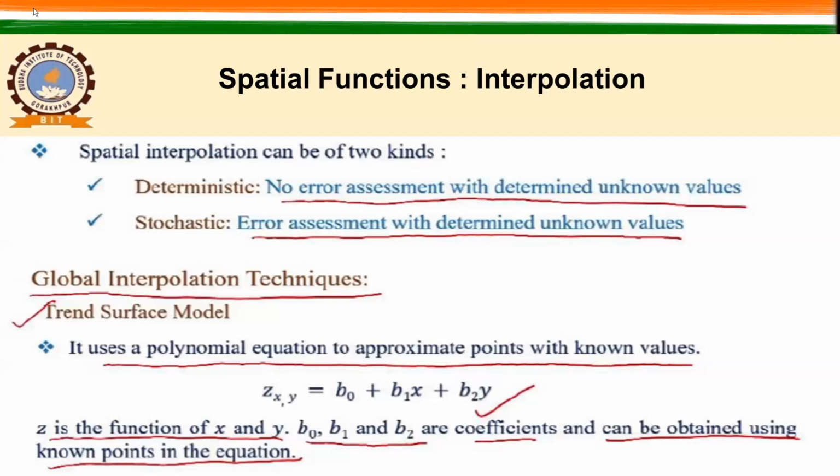It uses a polynomial equation to approximate the points with known values, where you can use this polynomial equation and easily find out what will be the value of unknown points, right? So here z is a function of x and y, and b0, b1, b2 are the coefficients, which can be obtained using known points in the equation. I hope you have understood this part, because this is the basic of the fundamental polynomial equation.